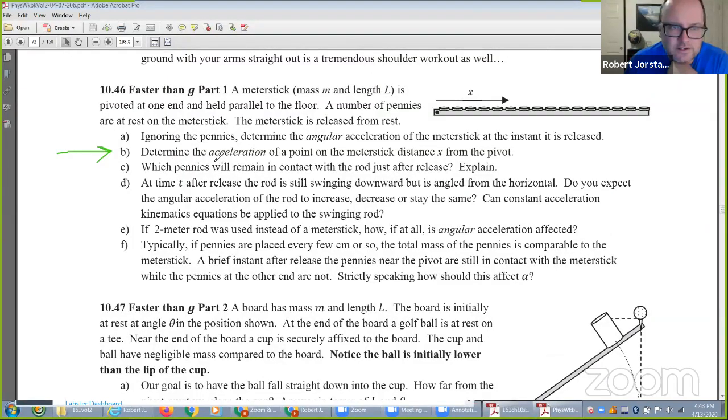So next we're going to determine the acceleration of a point on the meter stick. If we're looking for the acceleration of a point on the meter stick, that's going to be a little bit different. And I'm assuming we're still at the instant it is released.